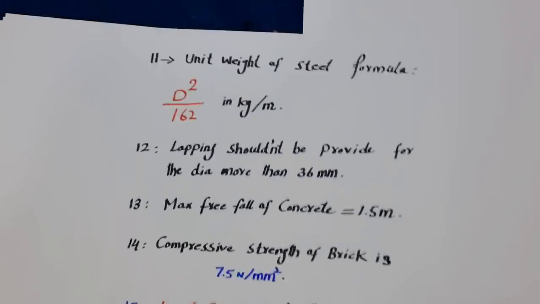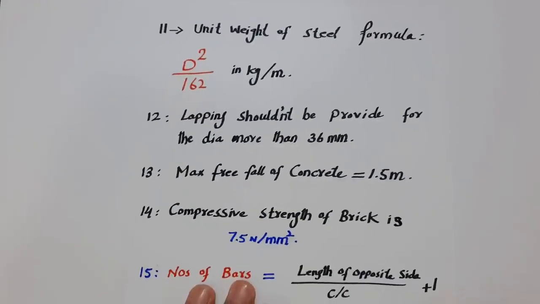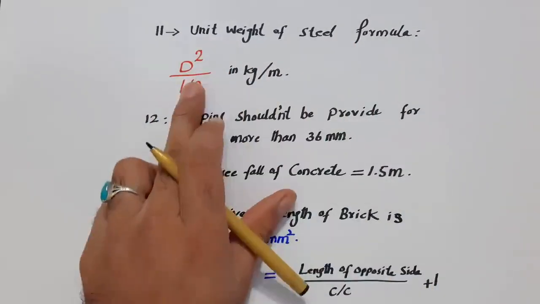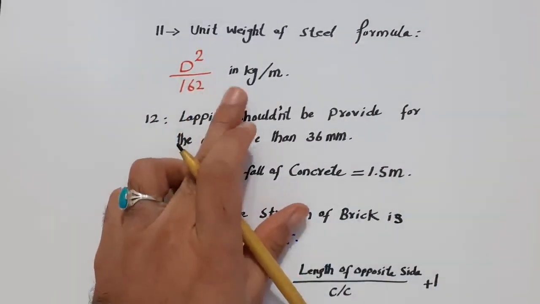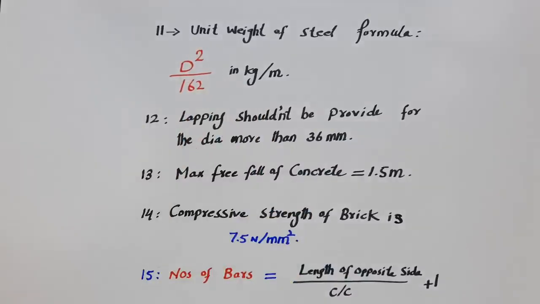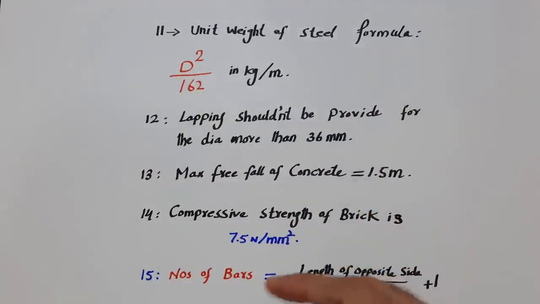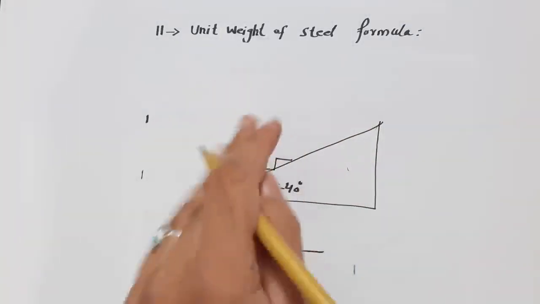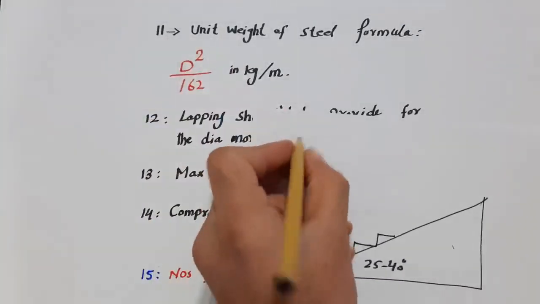Okay, guys, the 11th one is unit weight of steel. The formula is D square divided by 162 in kg per meter. This is the weight of steel for 1 meter. So how can you find the total weight of steel? Remember, guys, D should be in millimeter.